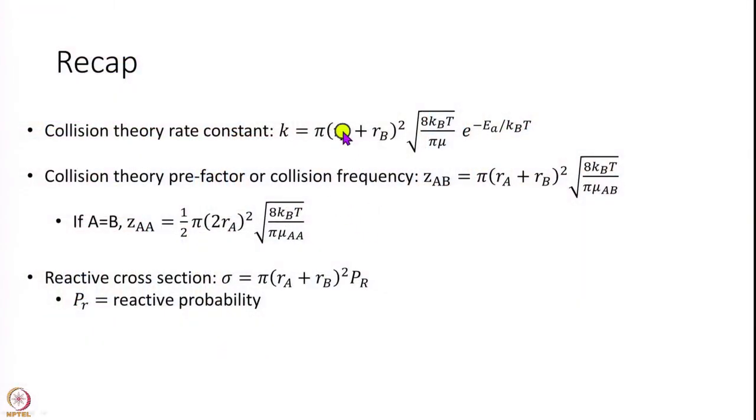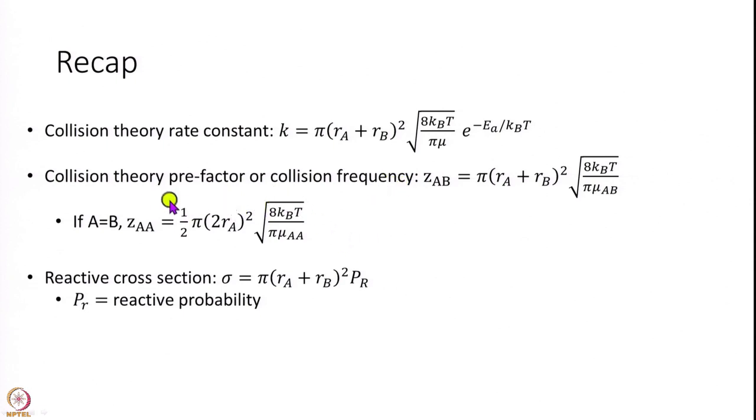So, just a quick recap, this is the final formula we derived for the collision theory. RA and RB are the radii of A and B. This is the average speed, mu is the reduced mass, EA is the activation energy and T is the temperature. Let me just make another notation, which is the prefactor or collision frequency. Just this term without the exponential, you will in books or literature often see being called the pre-exponential factor from the perspective of the Arrhenius equation, or it can often be called the collision frequency.